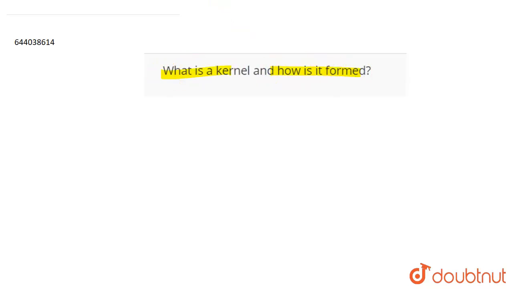The question is, what is a kernel and how is it formed? Right. So what is a kernel? Kernel refers to that part of the atom except the valence electrons. Right. So valence electrons or the valence shell.